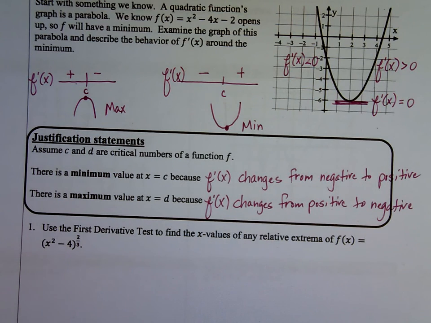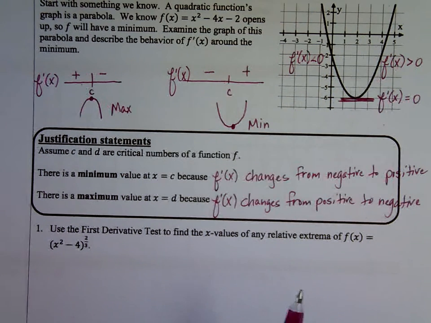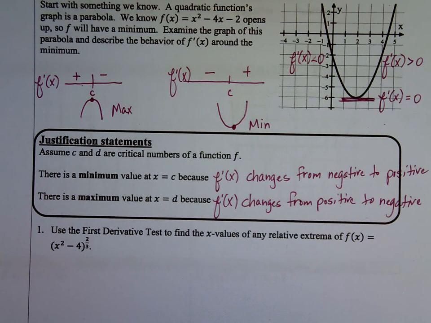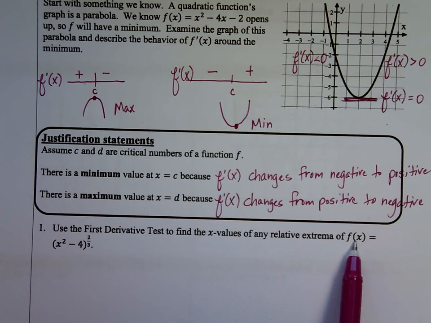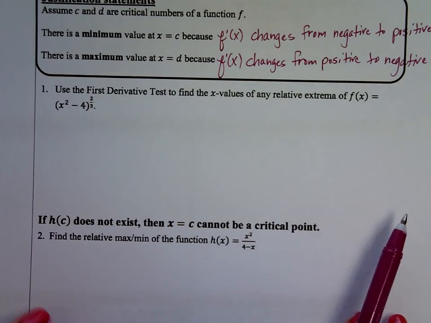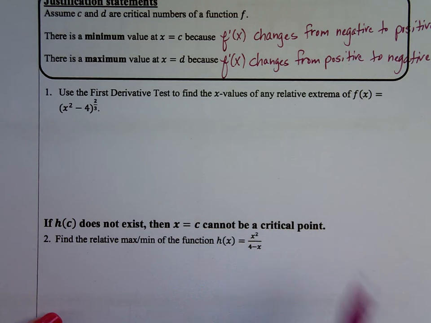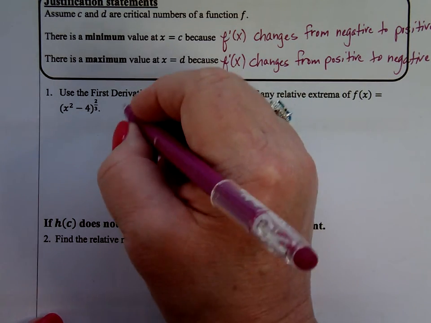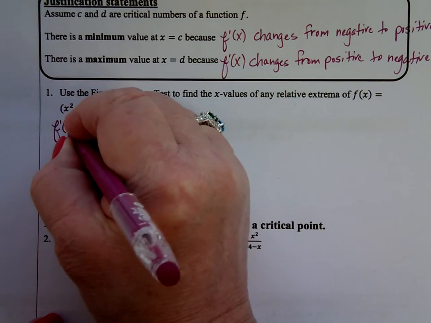Here's some problems. Use the first derivative test to find the x values of any relative extrema of f of x equals, here's your function. Well, what do you have to do first? They gave you the function, and so your first job has to be, everything's based off the first derivative, so we need to first derivative that thing. So let's try that. If I first derivative this thing, this one's going to be a little beastie.